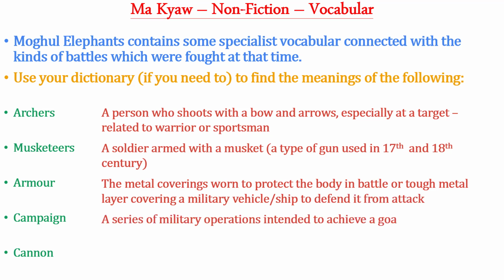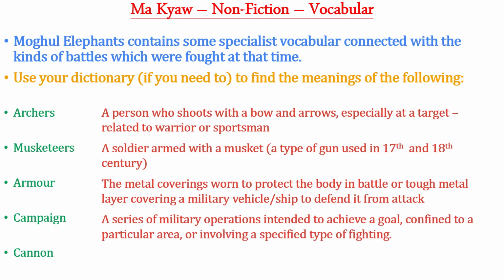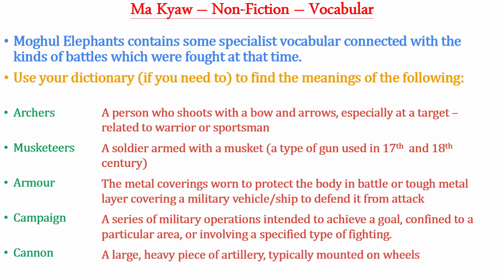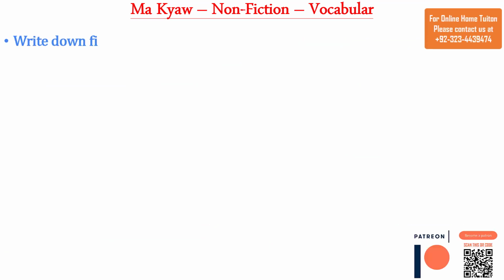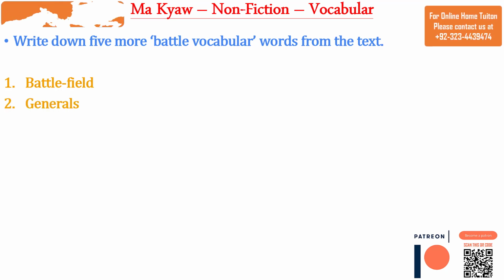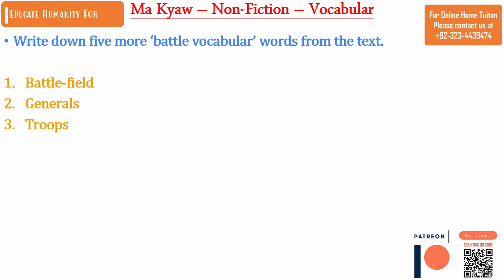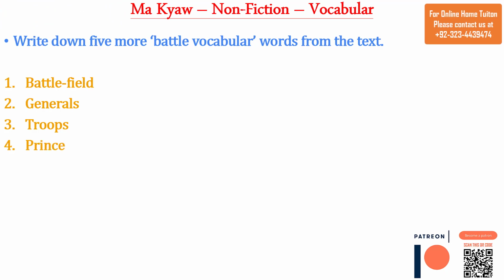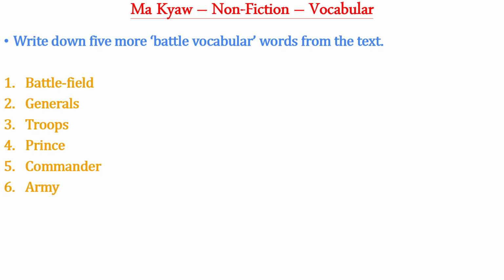A campaign is a series of military operations intended to achieve a goal confined to a particular area or involving a specified type of fighting. A cannon is a large, heavy piece of artillery typically mounted on wheels formerly used in warfare. So the last part of the exercise is we need to write down 5 more battle vocabulary words from the text. The first one is battlefield, second is generals, third is troops, fourth one is prince, fifth one is commander, and the sixth one, which is an extra word, is army.